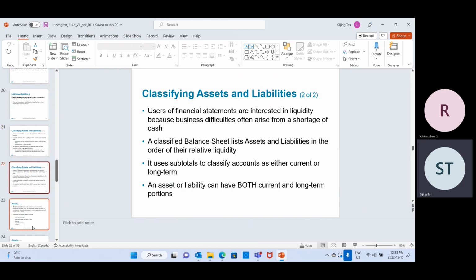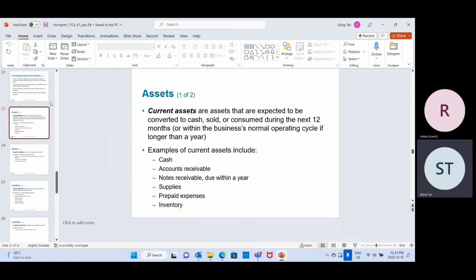Now we'll talk about assets first. Current assets are also sometimes referred to as short-term assets. This includes cash or other assets that will be converted to cash, sold or consumed within 1 year or one operating cycle. The operating cycle is the length of time during which cash is used to acquire goods or services, or these goods or services are sold to customers who pay for them with cash.